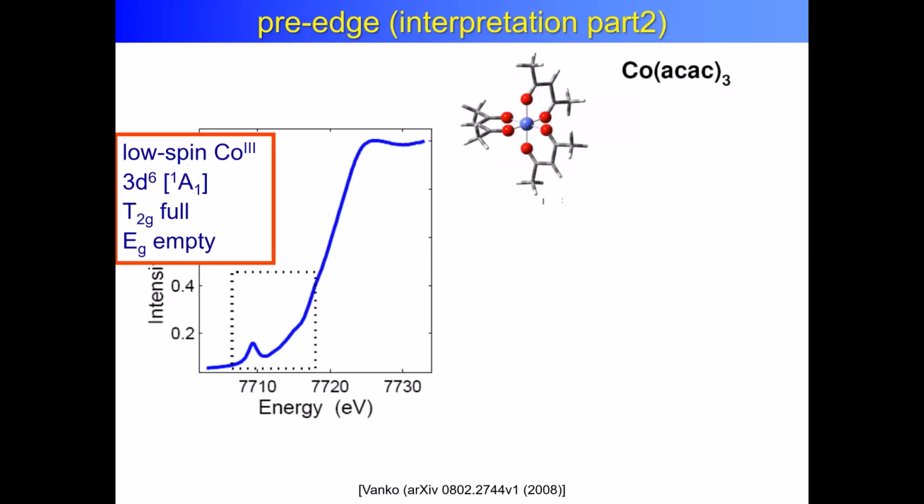If you take a system where you have isolated transition metal ions, like cobalt acetoacetate, so cobalt 3+ low spin with 6 oxygens, octahedral, it's low spin, so T2G is full and EG is empty. So it's a very simple model system like titanium oxide. So you have one pre-edge peak due to the EG, there's no crystal field because T2G is full. And then you have your edge at higher energy.